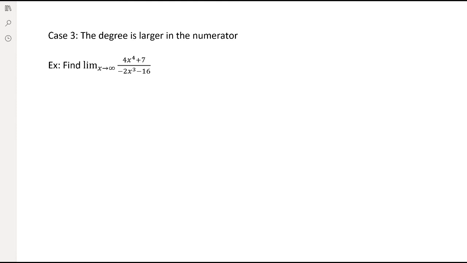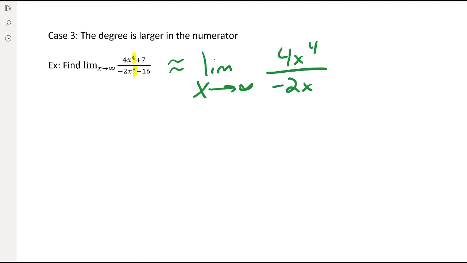Okay. The degree in the numerator is 4. The degree in the denominator is 3. So here we have the case once again. Degree is larger up top. And so what may be helpful here is I want you to go ahead and do what we did in the previous examples. Let's go ahead and approximate this because as x gets really, really large, the limit really is focused on that 4x to the fourth in the numerator and that negative 2x cubed in the denominator. Okay, so I just grab those leading terms.